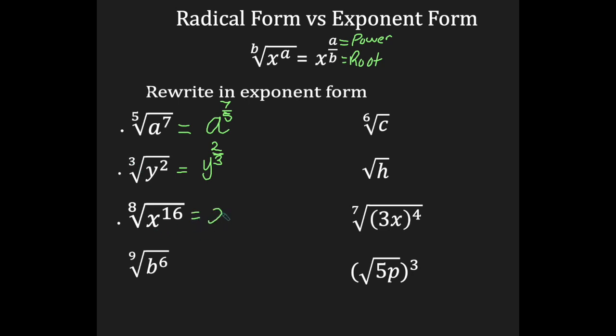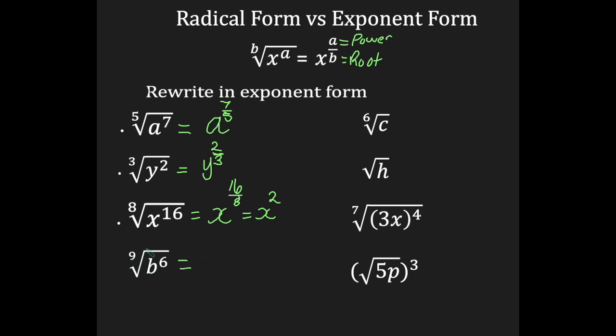Here my base is x, and that would be 16 over 8. Because your power is a fraction, always remember that fractions must be simplified to the lowest terms. When I look here, I notice that my denominator is smaller. And remember, when I divide, I go to heaven. So 8 goes into 16 twice. So my answer simplifies to x squared.